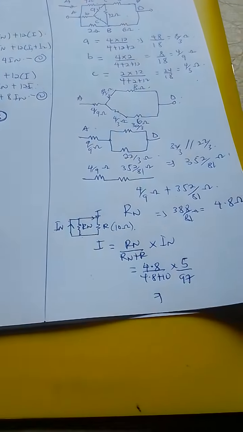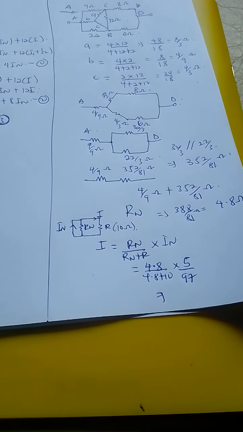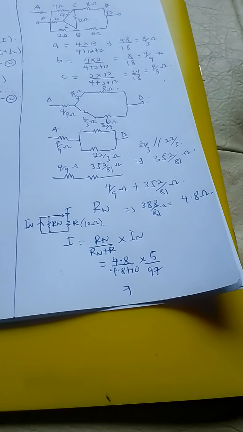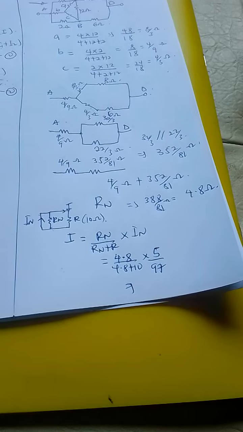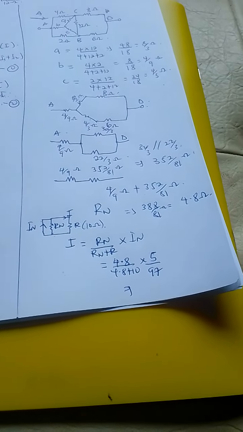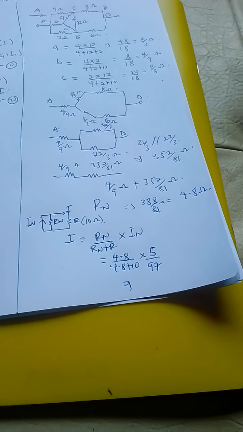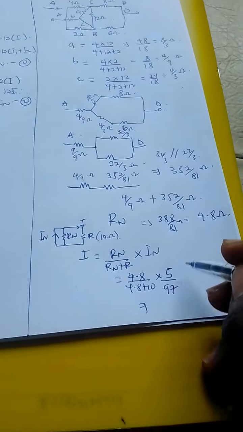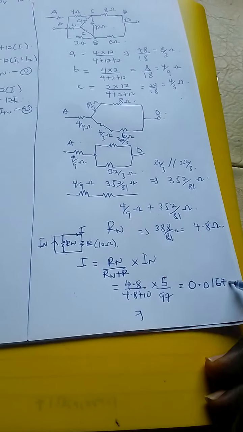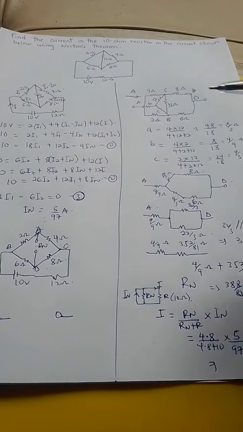And what are you getting? So 4.8 all over 4.8 plus 10, times 5 on 97. Now that gives me 0.0167 amperes. So this is finally the current through the 10 ohm resistor, as you have gone through all the process stepwise.